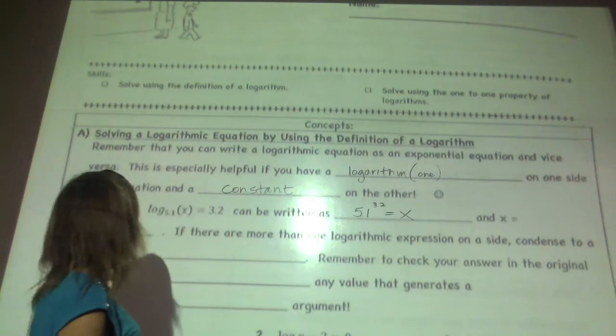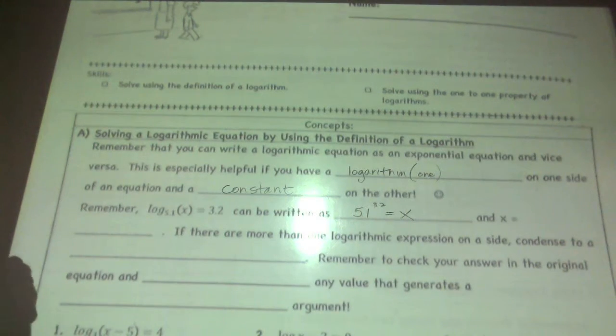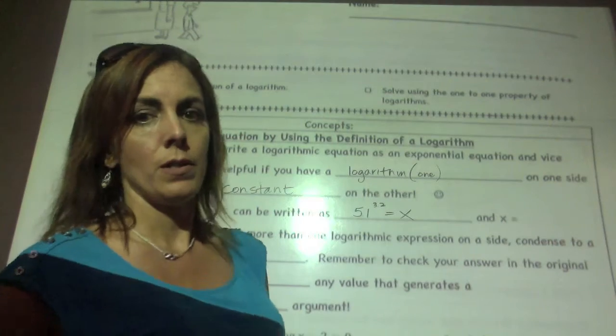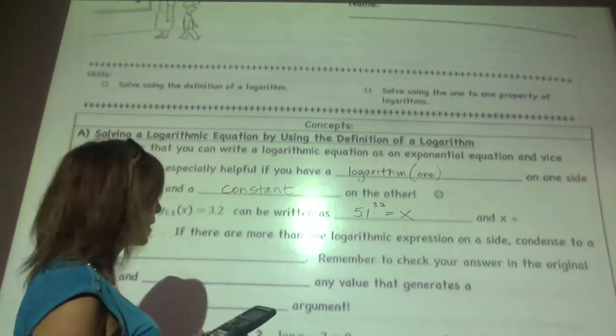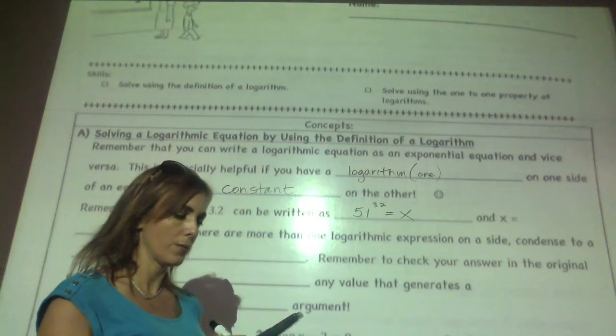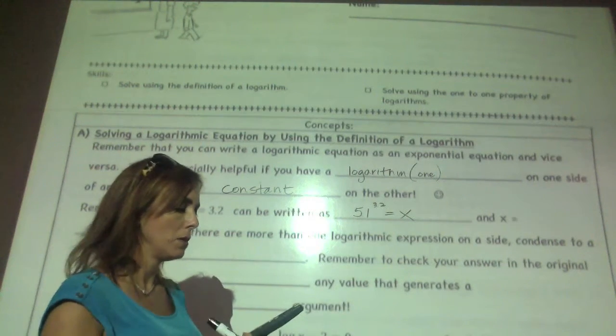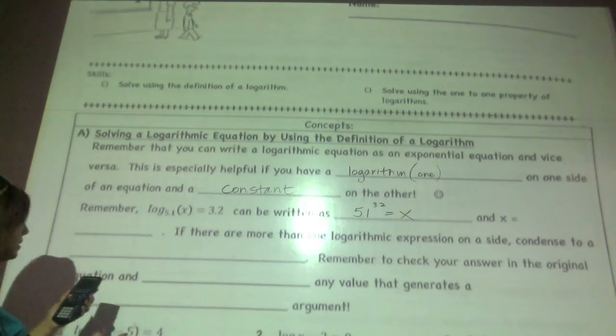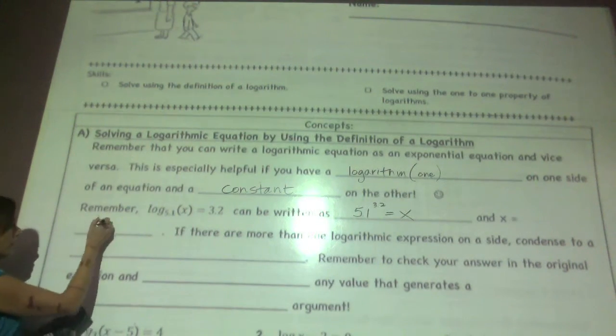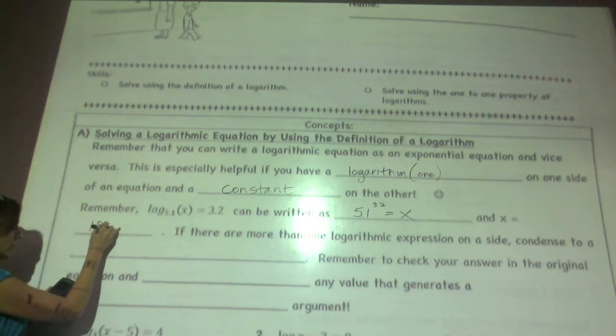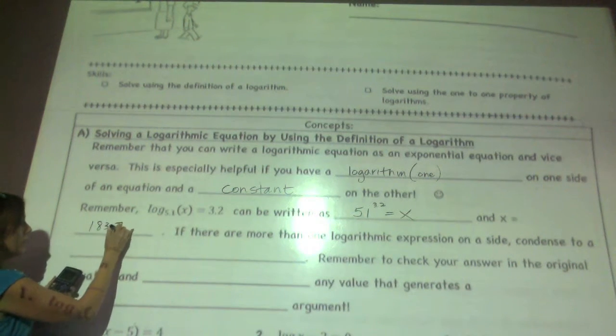5.1 raised to the 3.2. Oh, I don't know that off the top of my head, do you? So let's go ahead and calculate that. 5.1, raise that to the 3.2. Looks like 183.75, or let's use 3 decimal places, 183.749.